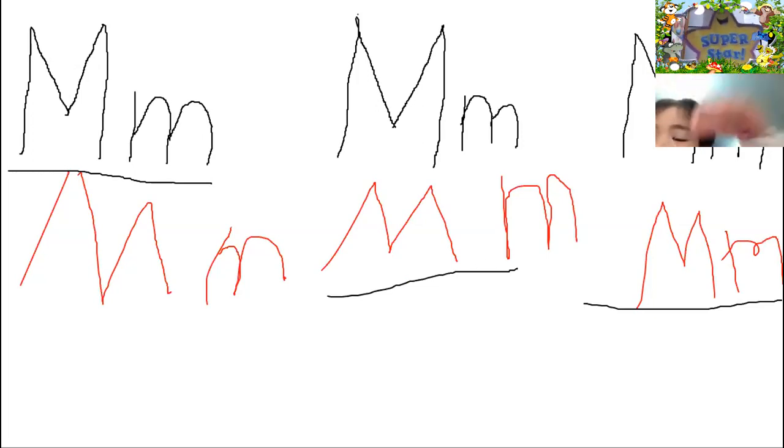That is letter M. Okay, now let's write another letter. Okay, this one. Okay, this is letter. Look at this letter, Bong. What letter is this? N. Okay, very good. Letter N. Okay, very nice, Bong.